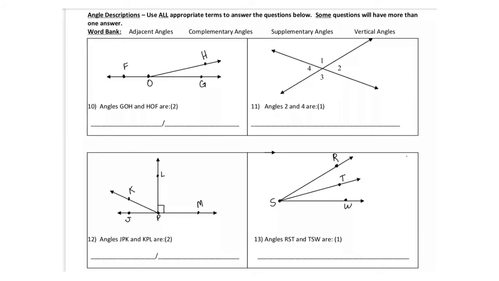For numbers 10 through 13, you're supposed to pick from the word bank there. There's adjacent, complementary, supplementary, and vertical angles there. You're supposed to label how the 2 angles are related to each other. For number 10, you're supposed to pick 2 of those. For number 11, just 1. For number 12, you're supposed to pick 2 of those. And for number 13, just 1. So some of those will be used more than once.